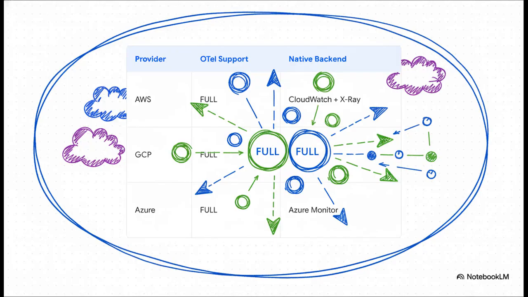So, if there's one thing to take away from this section, it's that middle column. Just look at it. Full support. AWS, GCP, Azure, they are all in on OpenTelemetry. This isn't some niche little side project. It's a first-class citizen fully supported on the platforms you're building on right now.